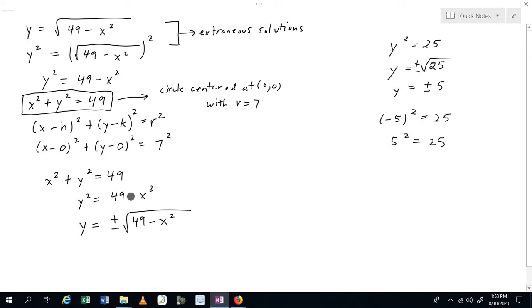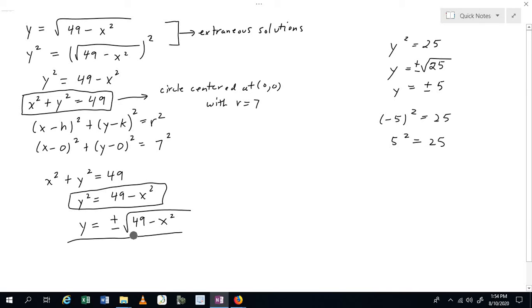So when we take the square root of both sides of this equation, we must include this plus or minus sign if we're going to include all the possible solutions to this equation. Okay, so the solution to this equation right here is actually this equation, right? y would have to equal plus or minus the square root of 49 minus x squared.